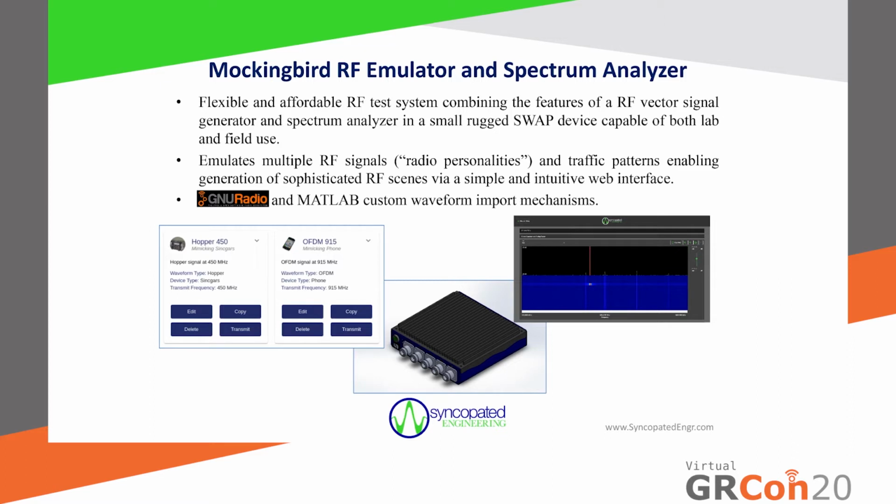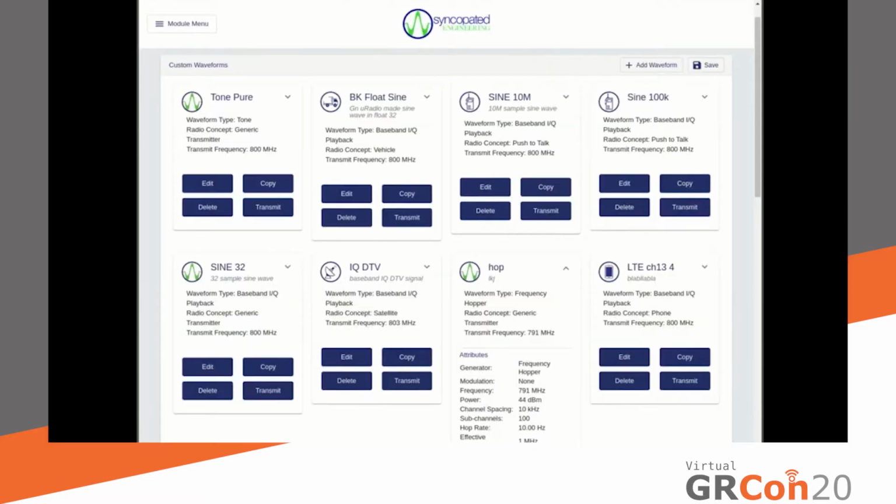Using our Mockingbird RF Emulator, we can generate rich RF scenes composed of many different waveforms. An RF scene in Mockingbird consists of a set of waveforms and traffic patterns. A waveform is the actual IQ samples to transmit, and a traffic pattern describes how the signal is to behave. At its most basic, the traffic pattern describes the on and off characteristics of the waveform.